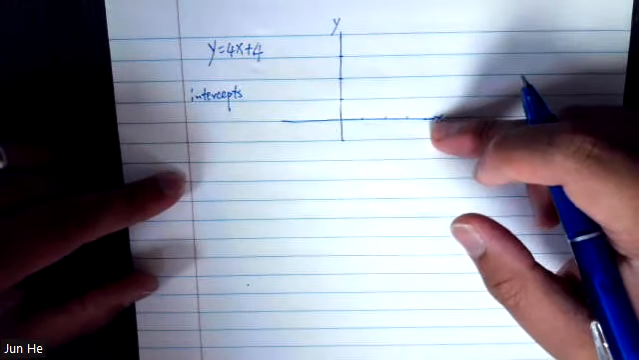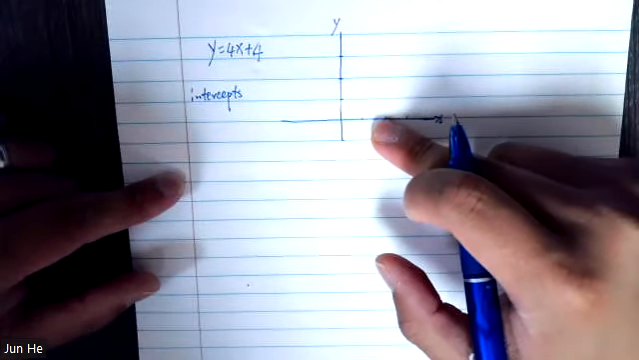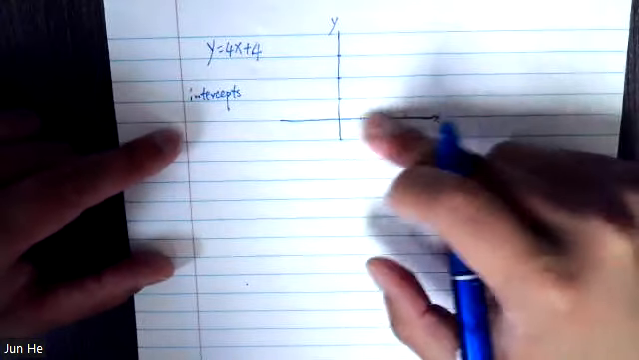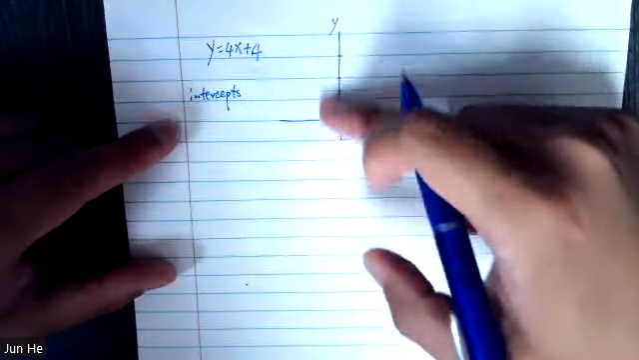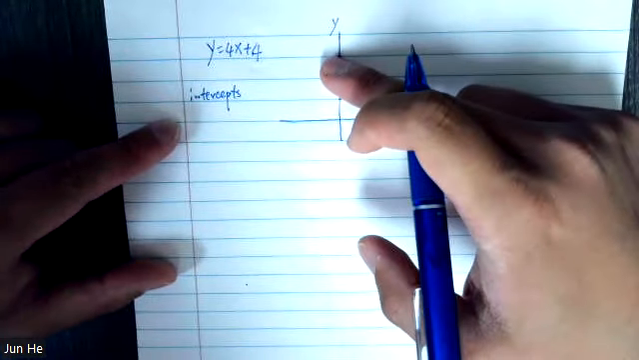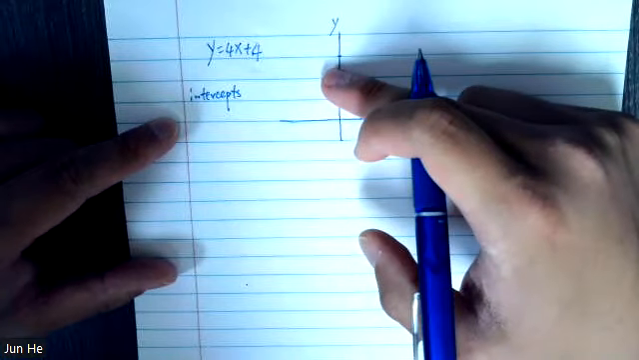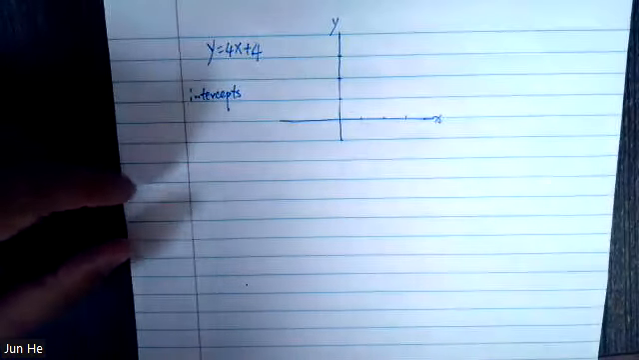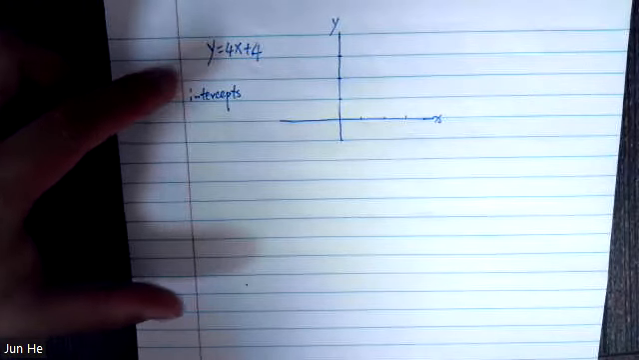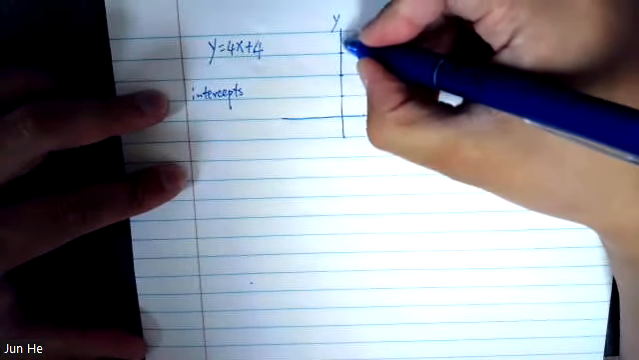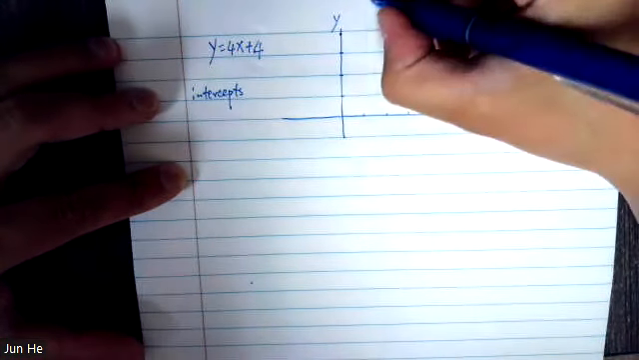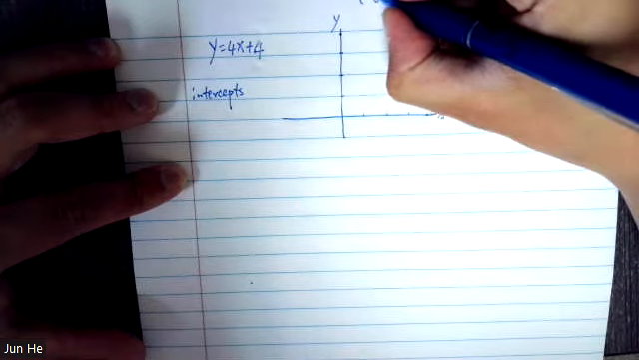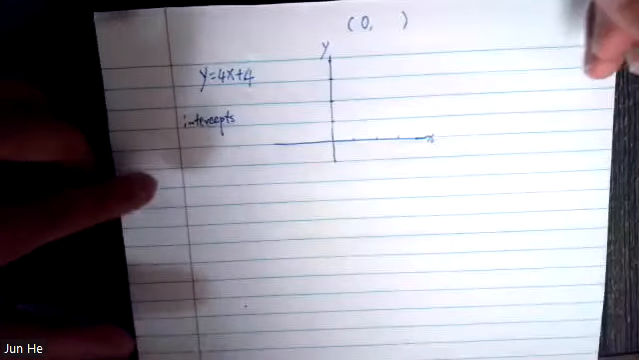So x-intercepts means the place where this line intersects with the x-axis, namely the horizontal axis. The y-intercept means where the line intersects with the y-axis, namely the vertical axis. So here, anywhere that is on the vertical axis should have 0 width, right? And we are to work out the height.